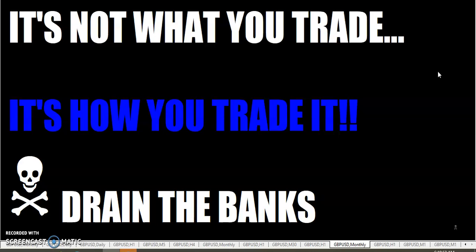But as always, remember, you have to have your stop loss in place because you don't want to lose any more than you want to lose on any one single trade or sets of trades, including stack on, because it's not what you trade, it's how you trade it.